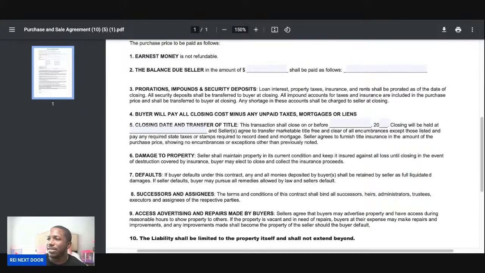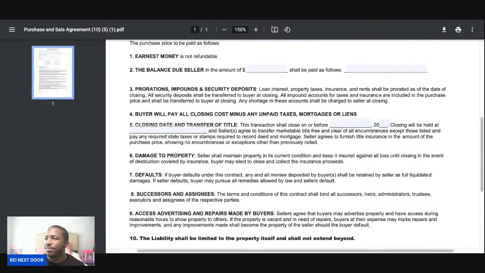But I put check or wire, and then right here it just talks about security deposit, loan interest. This is basically saying who's going to pay what, right? So the seller is going to be paying the loan interest, property tax, insurance. The rent shall be prorated from the date of closing. So, let's say there's a renter in there, it's going to be prorated. They're going to get the rent from when they own the property. You're going to get the rent from when you own the property. That's if you're holding the property, but a lot of times you aren't going to be holding the property anyway.